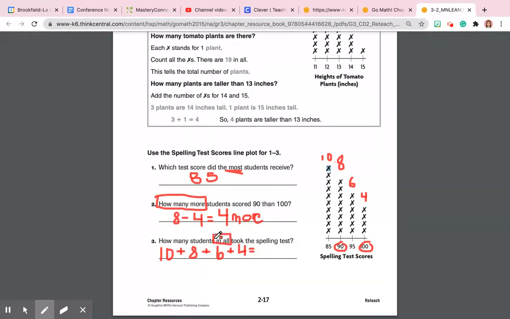So I'm going to show you a trick here. 10 plus 8, we know that that equals 18, right? We also know that 6 plus 4 equals 10. Now, I have a friendly number that I can add to 18, and I just need to add a 1 into the tens column. So you are going to find the answer and write it up on this line. But you can't just write the number, you got to write blank students in all took the spelling test.